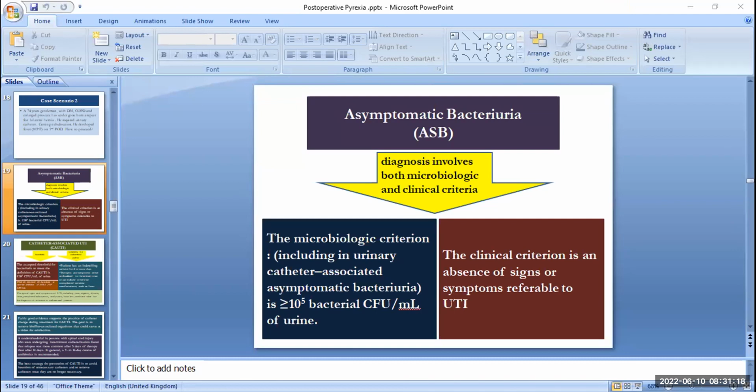Am I clear? So if you get a higher count, of course you need to address it. Now if you have proved that this patient is suffering from UTI, now what do you want to do?